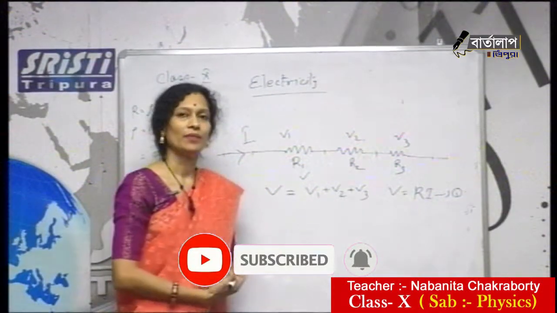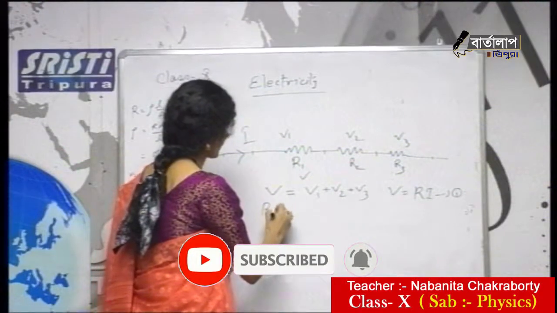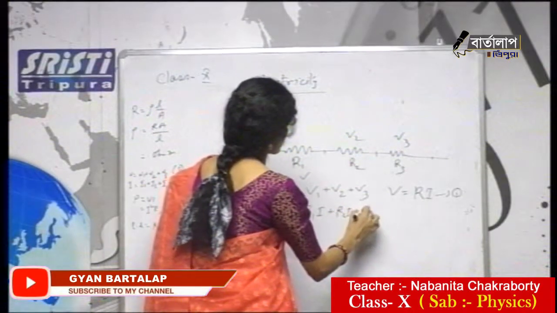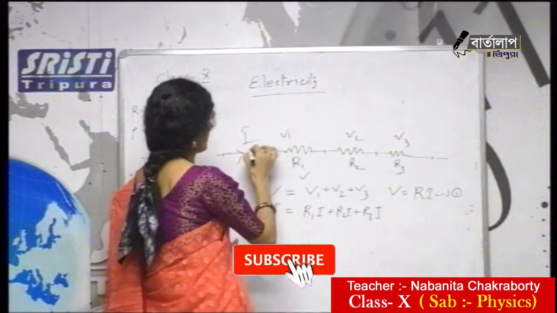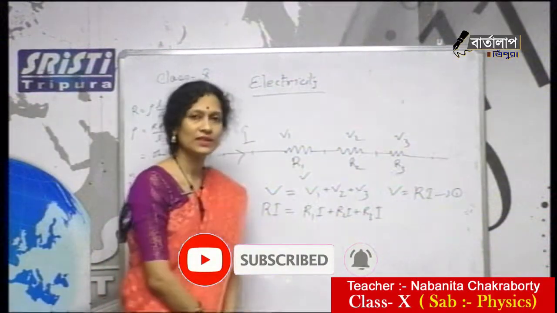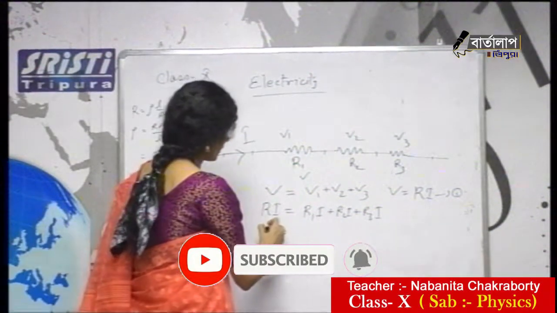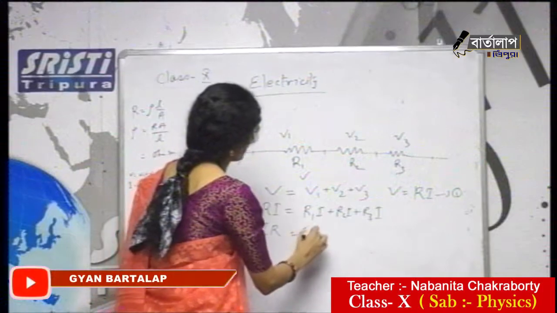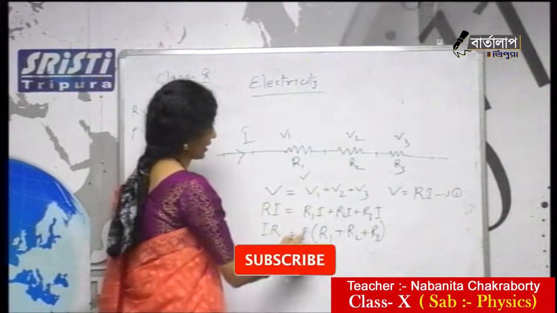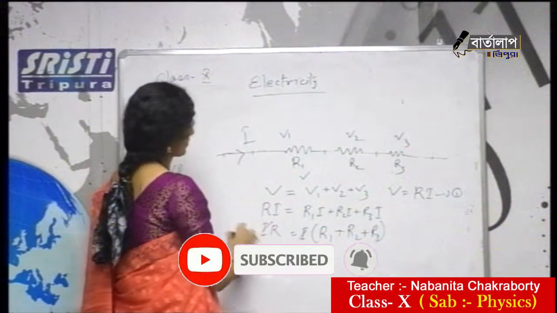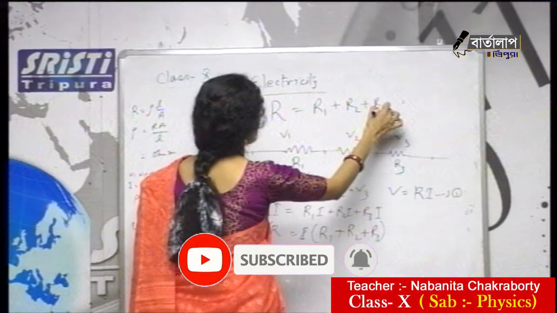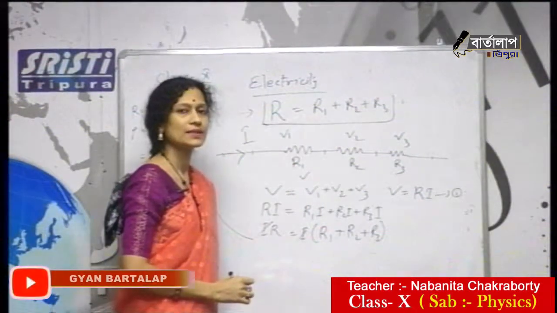So what can we write about that? V equals R1I plus R2I plus R3I. I is constant, since the same current passes through all of them, and the total potential difference is V equals V1 plus V2 plus V3. If we take it that way, R1 plus R2 plus R3, I cancels. Then we can write that R equals R1 plus R2 plus R3 in case of series combination.